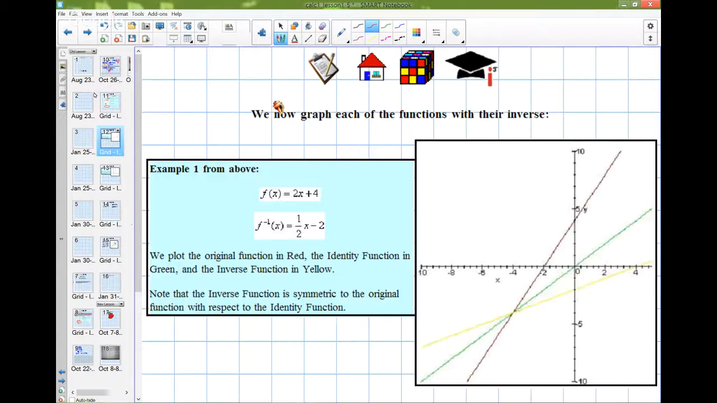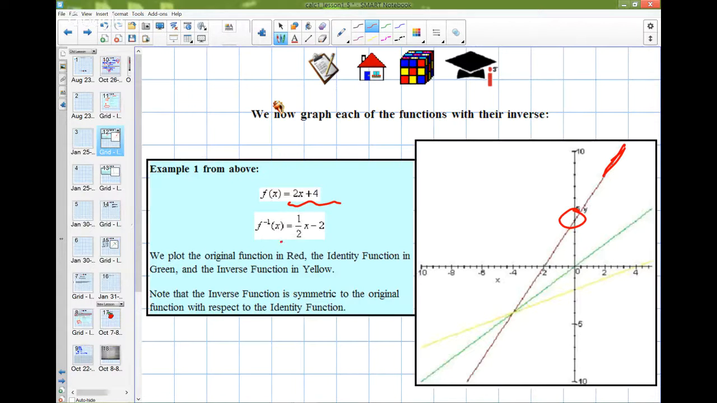So now I want to show you what happens when you graph a function and its inverse. So remember the first one we did? We started with 2x plus 4. And in the graph at the right, you should be able to see that that's the red line right here, this one. And you see how it goes through the y-intercept of 4, and it has a slope of 2. So for every up 4, it's to the right 2. Yep, slope of 2. So that's that line.